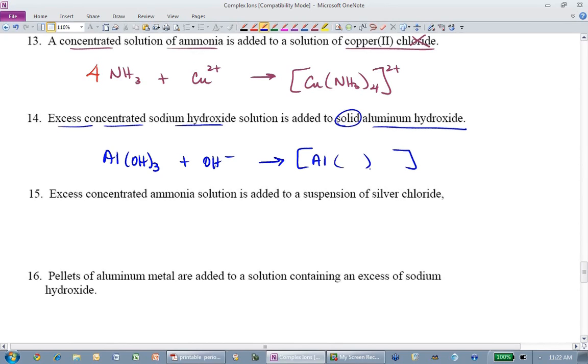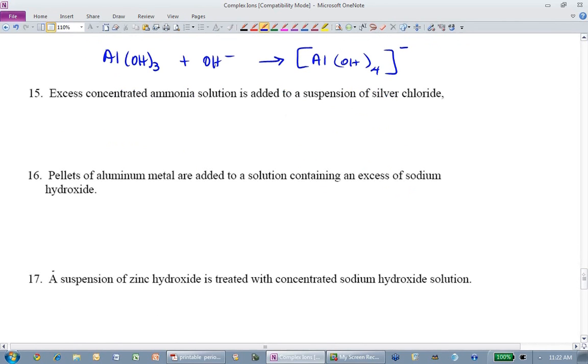Aluminum. 4. It's a little far out there. You see why it's easier to balance? Ooh, I have 4 hydroxides on the left, 4 hydroxides on the right. Do the math. So 4 negatives and a 3 plus make that a negative overall. I have negative 1 on the left total charge, negative 1 on the right total charge, and I'm done. So sometimes that's an easier plan.